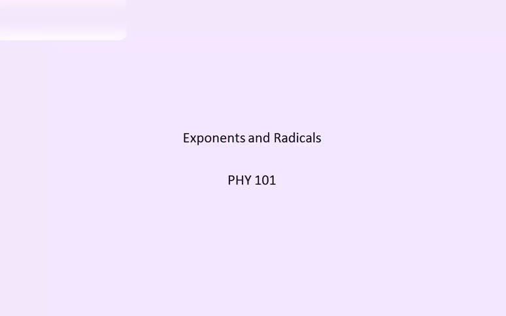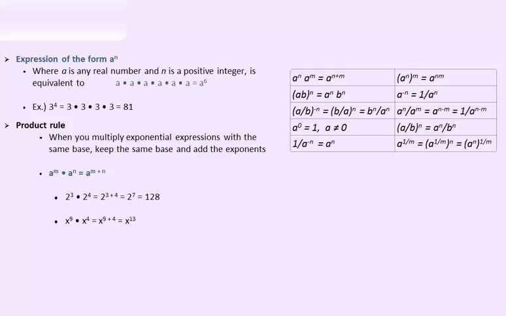Today we will review the rules of exponents and radicals. First we will focus on exponents. Exponents are expressed in the form of a to the nth power, where a is any real number and n is a positive integer. So if we look at a to the sixth power, it's the same thing as multiplying a by itself 6 separate times.